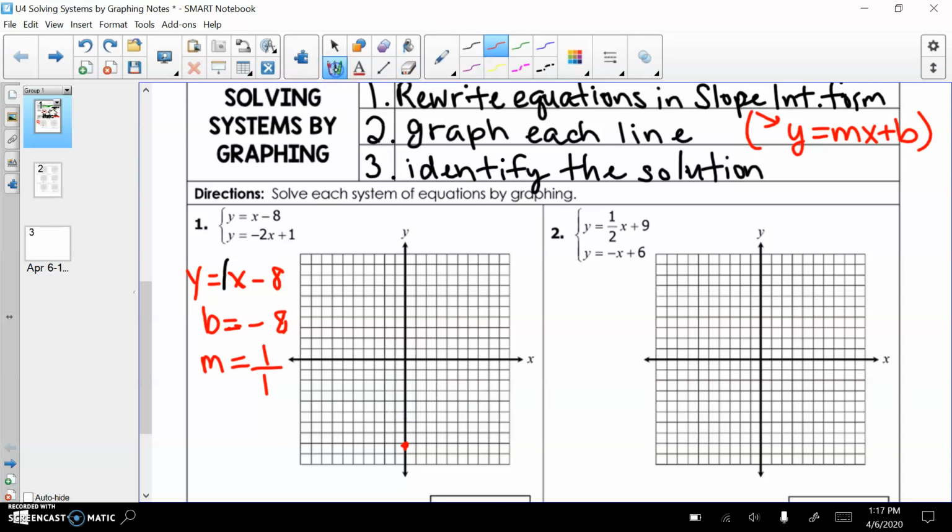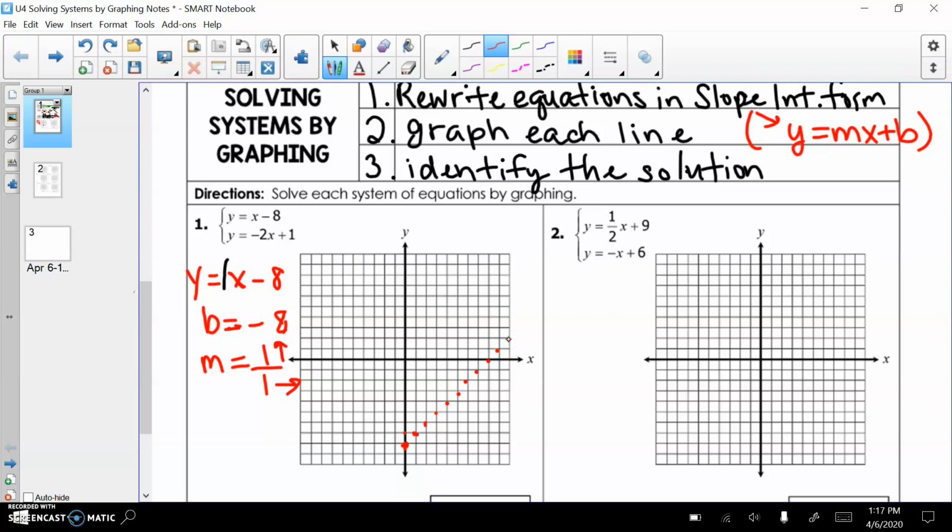From that point, the slope is telling you it's a +1. So I'm going to go up 1 and then to the right 1, and I'm going to follow that pattern until I run out of graph. Up 1 to the right 1, put a dot. Up 1 to the right 1, put a dot. Keep following that pattern until you run out of graph.